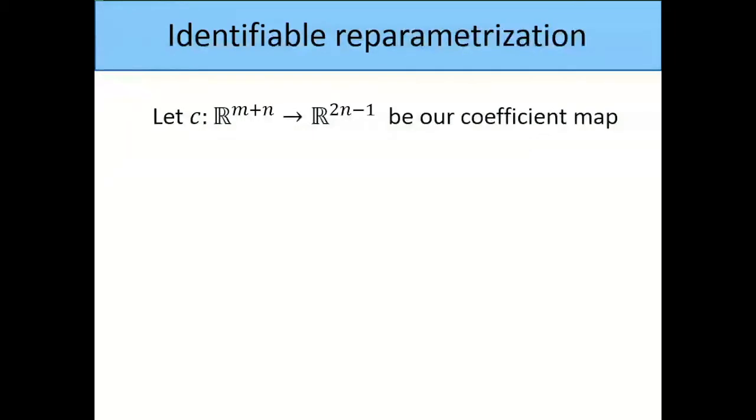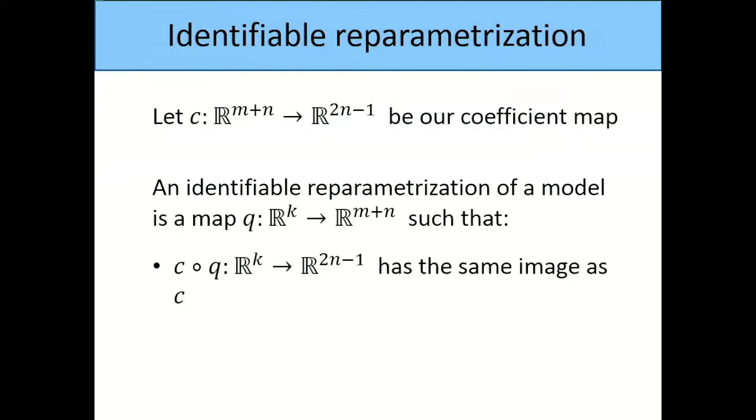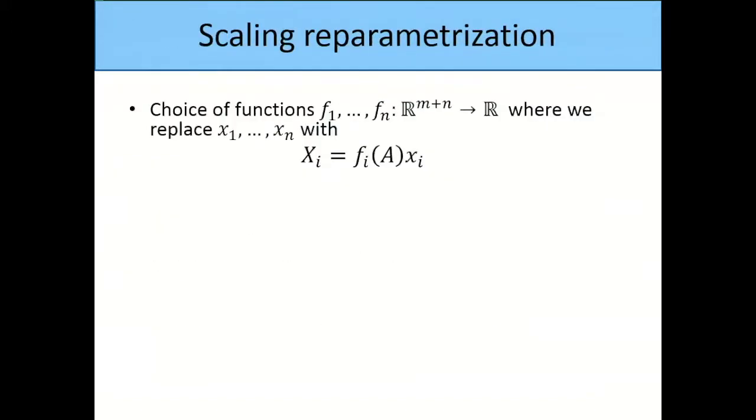So in our case, we're mapping from m plus n parameters to 2n minus 1 coefficients. So we say an identifiable reparametrization is a map Q such that C of Q has the same image as our original coefficient map C, and C of Q is finite to 1. So our goal is to find this map Q.